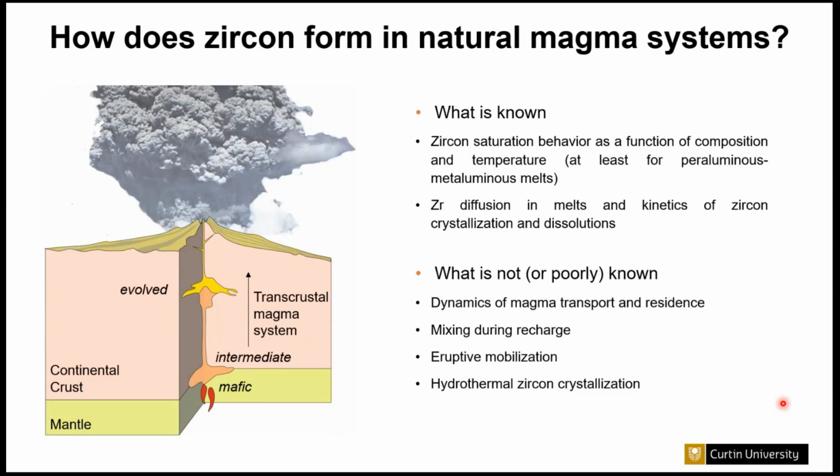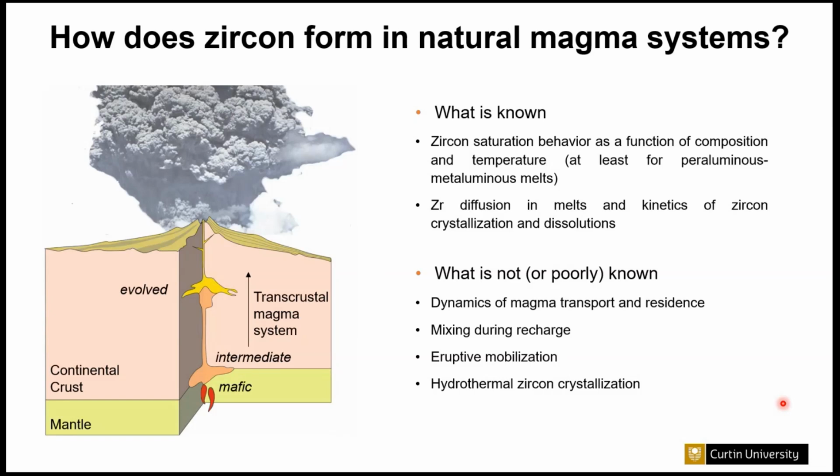And what we know very well is how zircon forms as a function of the melt composition, intermediate or evolved, and temperature. This is well calibrated for at least the important melt composition, subalkaline melts. We also know pretty well how fast zirconium diffuses in a melt, how fast the zircon can actually crystallize. The kinetics of zircon crystallization are well constrained experimentally.